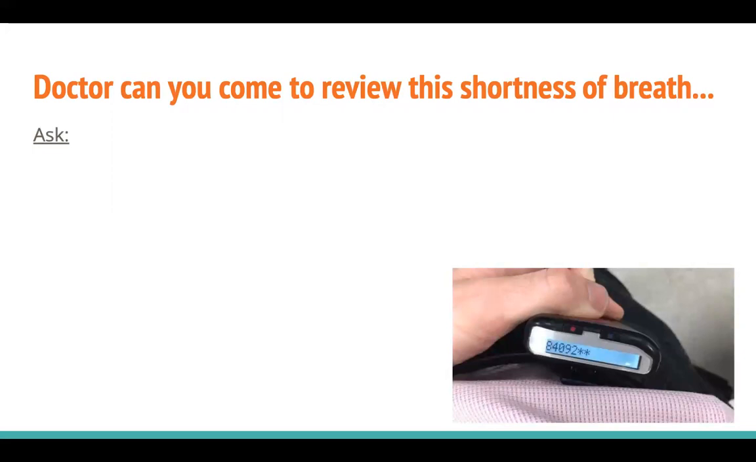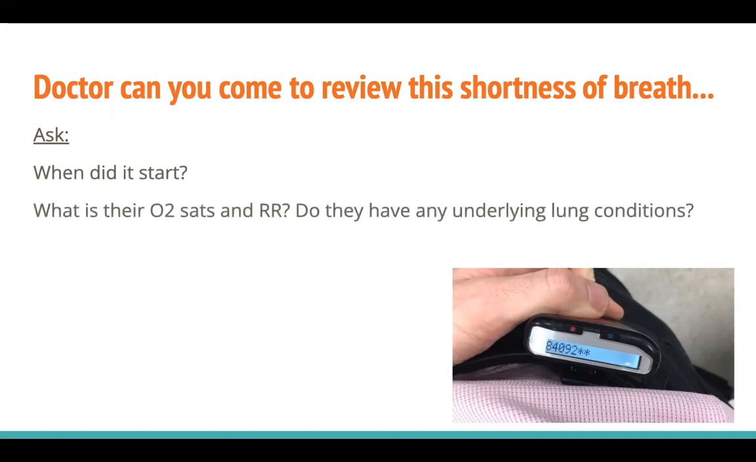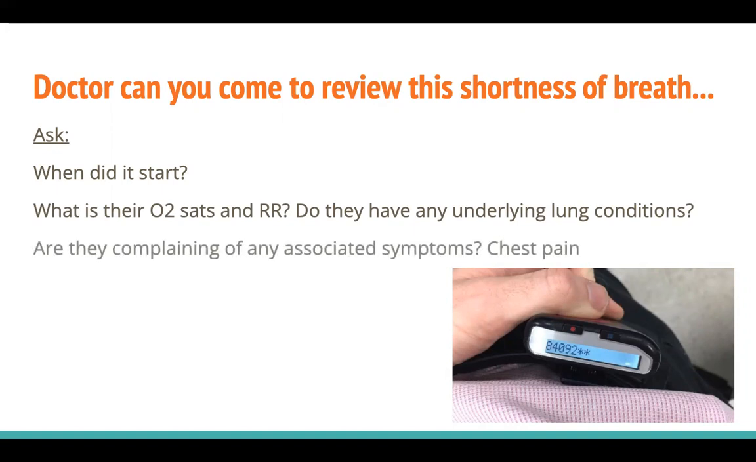What are the questions that you should ask the referring nurse? Well, the first question that you should ask is, when did the patient become short of breath? Next, what are their oxygen saturations? What is their respiratory rate? What is their heart rate? Does the patient have any known underlying lung conditions, for example, COPD or asthma? Is the patient complaining of any other symptoms? Do they have any chest pain, or do they perhaps have a cough?